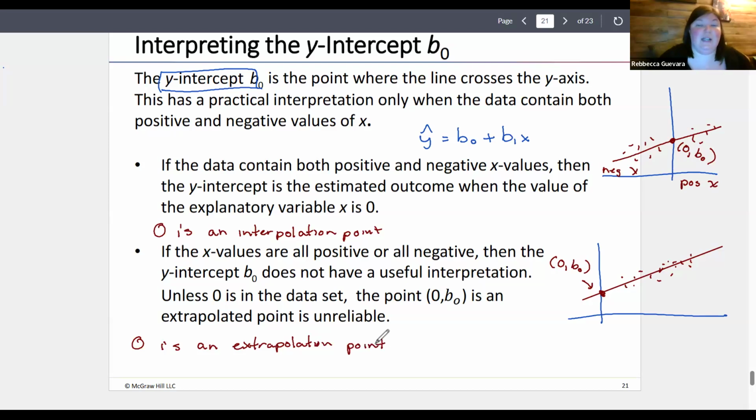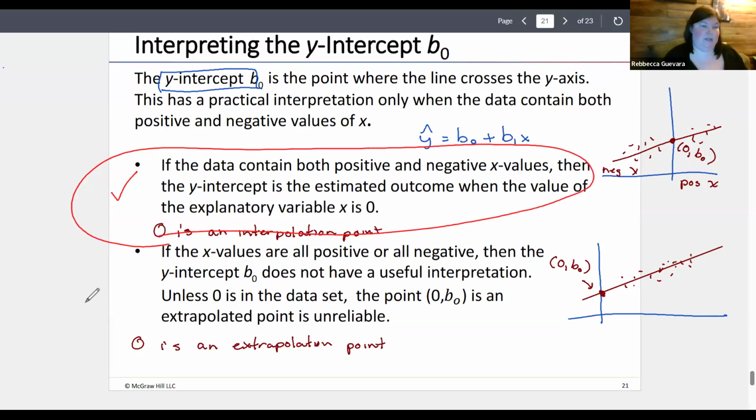If your x values are all positive or all negative, so they're not in between, then the y-intercept B naught does not have a useful interpretation. Unless 0 is in the data set, the point (0, B naught) is an extrapolated point and is unreliable. So we can only really have any interpretation of, not y, I'm sorry, B naught, your y-intercept. That's good. This is bad. This is not going to mean anything for us.